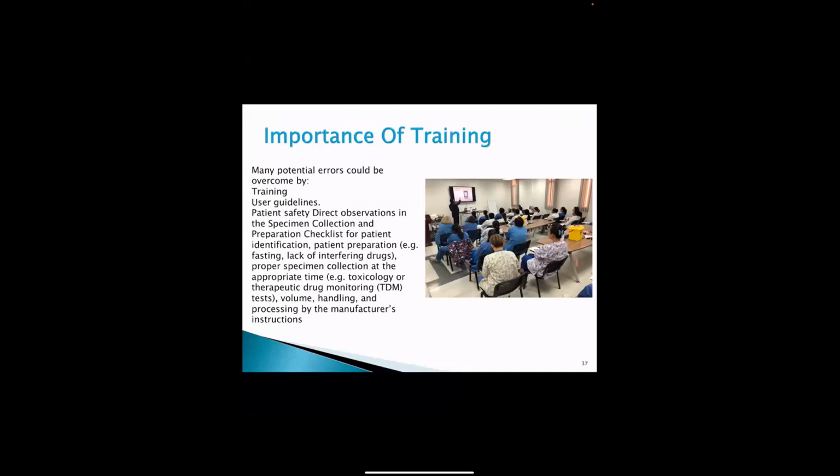As I mentioned earlier in this presentation, training and education is very important to ensure patient safety. It is important to design a training session covering all the phases of testing, from pre-analytics to the post-analytical phase. You have the option of face-to-face training in addition to the e-learning option.